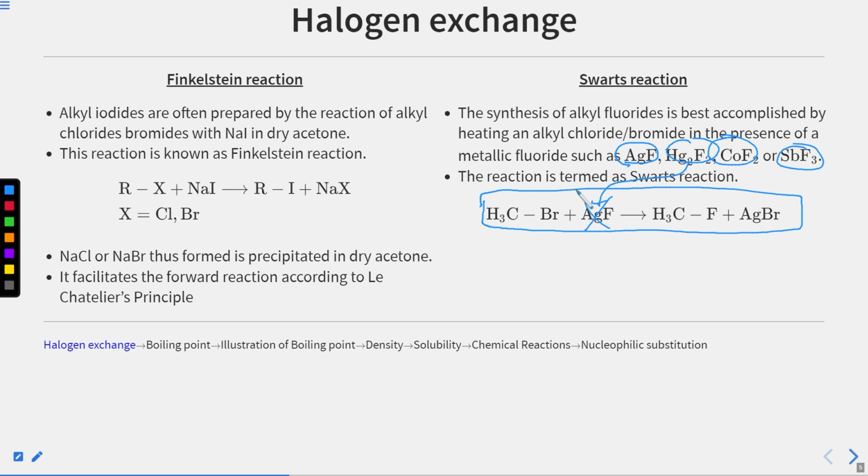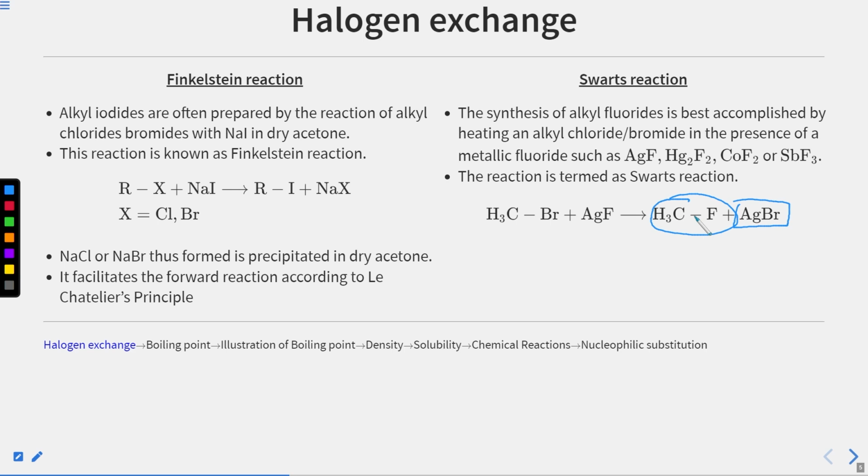Therefore, we can use it for the preparation of fluoride. So at last we get methyl fluoride, and again this AgBr is formed. This is a simple ionic reaction. You can imagine it very clearly that this fluorine is substituting this Br.